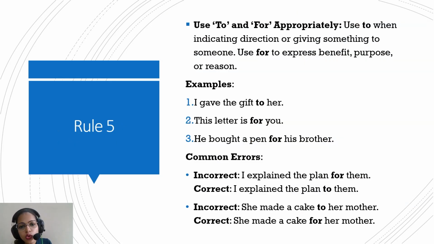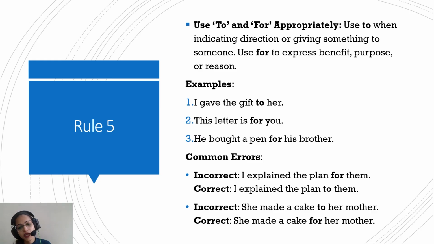Okay. Use "to" and "for" appropriately. Use "to" when indicating a direction or giving something to someone. Use "for" to express benefit, purpose, or reason. So: I gave the gift to her. The letter is for you. He bought a pen for his brother. So you are using "to" and "for" in a specific manner.